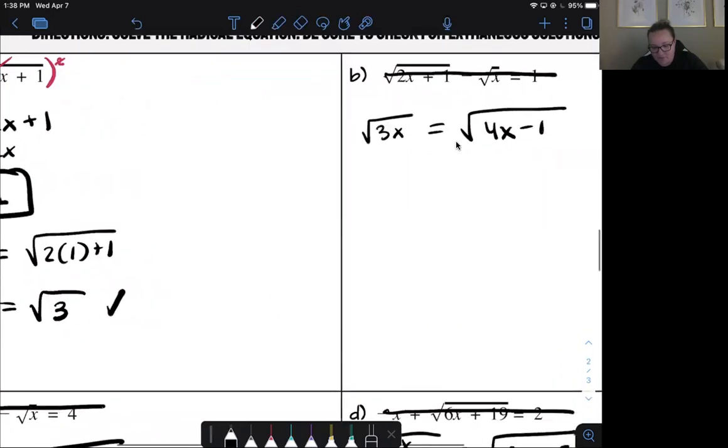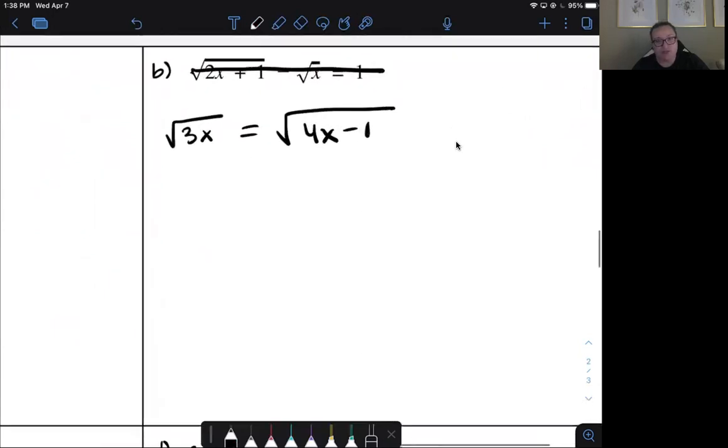All right, for part B, I actually want you to change the equation. I want you to do the square root of 3x is equal to the square root of 4x minus 1. Go ahead and give this problem a shot on your own.